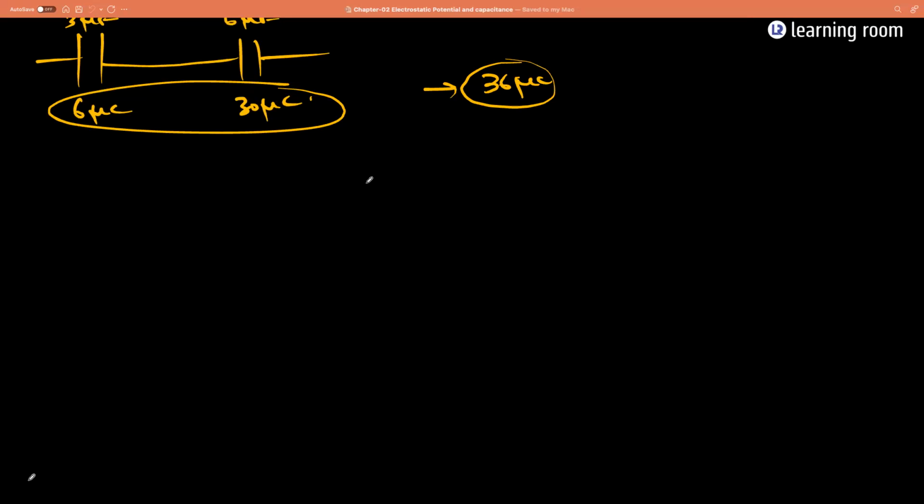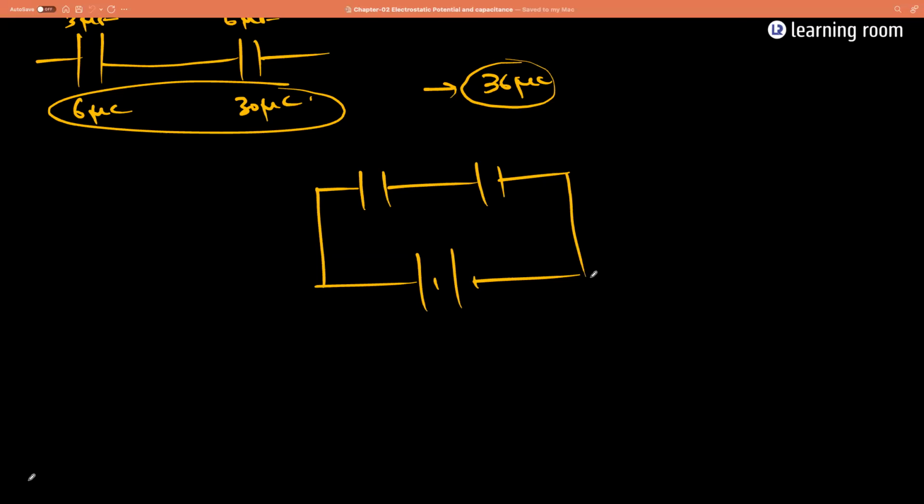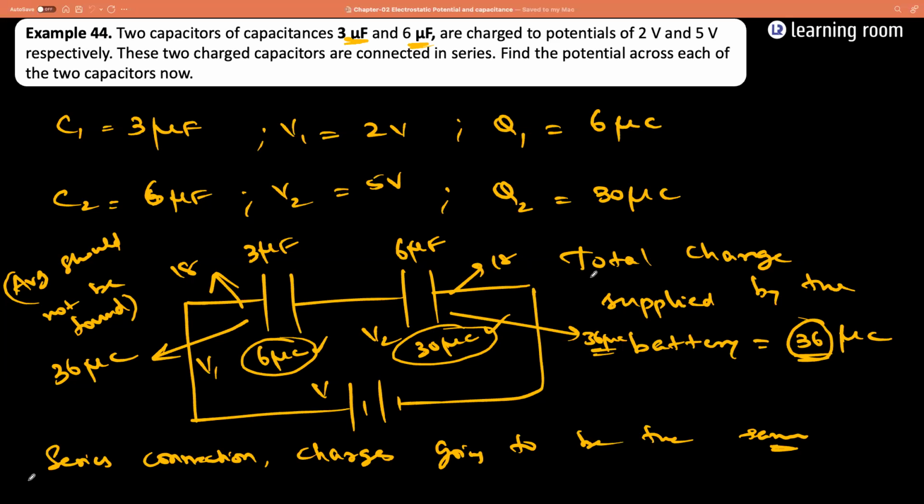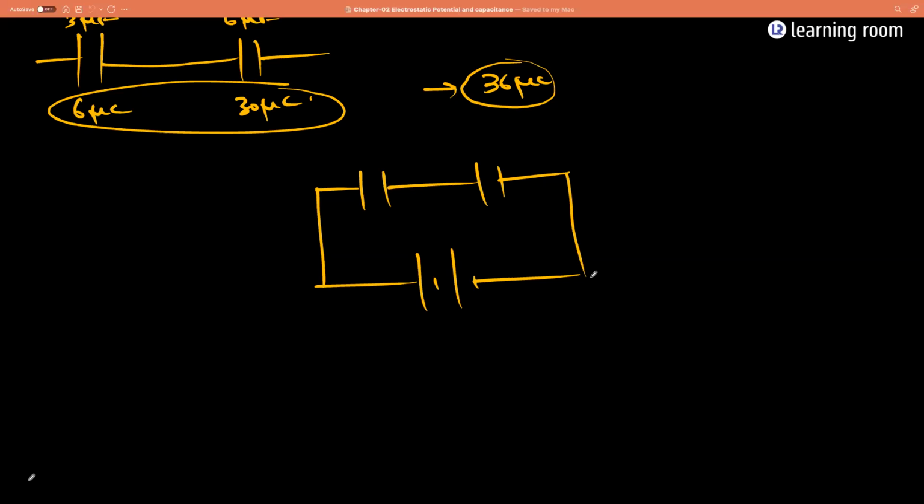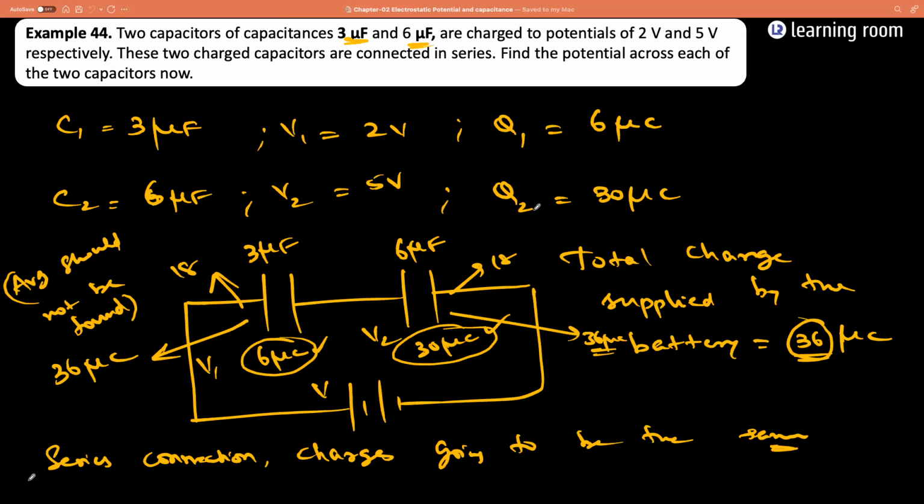Okay. Now, when you connect them like this, let us say you are putting only 18 microcoulomb here. You're finding the average and putting 18 microcoulomb here. Then where did the remaining 18 microcoulomb go? It is not lost. And this is the point they're asking: find the potential across each of the two capacitors.